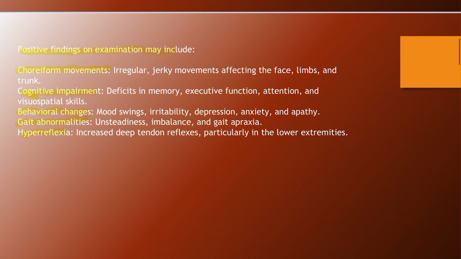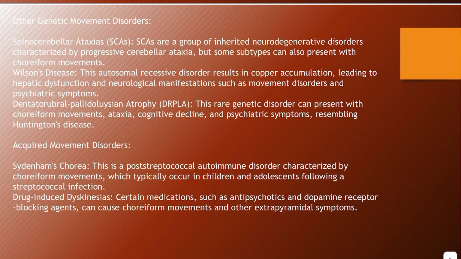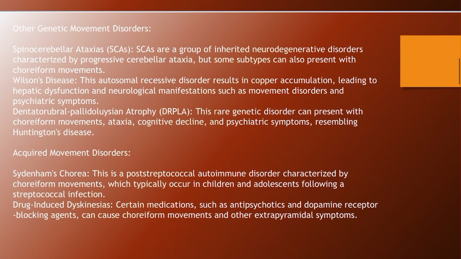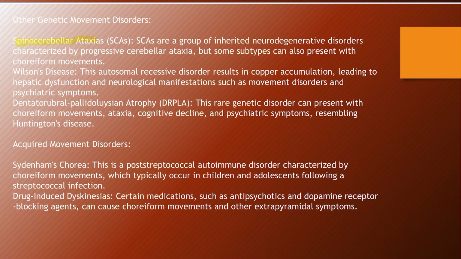So let's talk about the differential diagnosis in this patient. The positive findings are that the patient has some jerky movements which are purposeless, and we're thinking about chorea. Other genetic movement disorders like spinocerebellar ataxia, a group of inherited neurodegenerative disorders with progressive cerebellar ataxia, but some subtypes can also present with choreiform movements. You put the differential diagnosis here. Obviously, you're not allowed to take history. You don't know whether the ataxia is progressive or not.